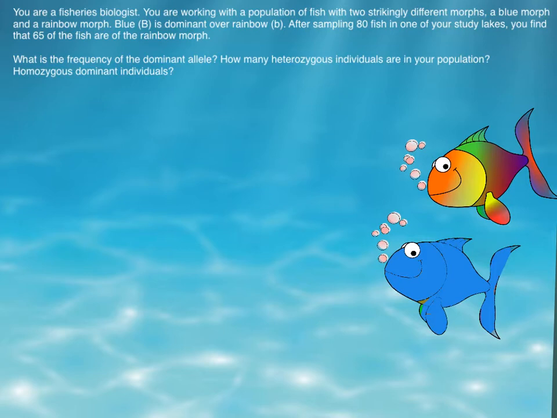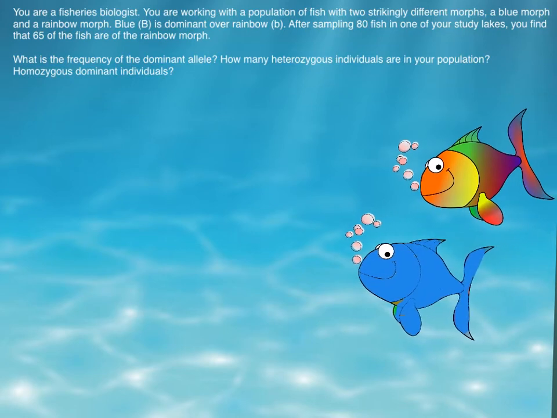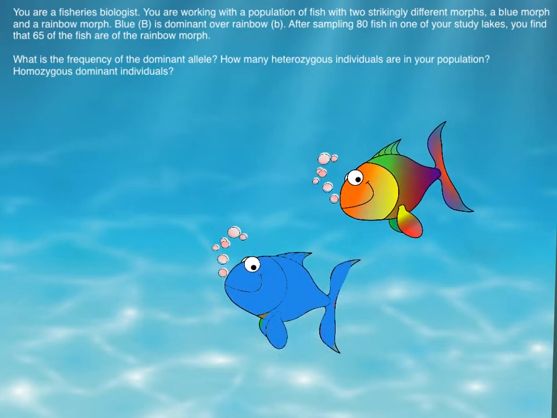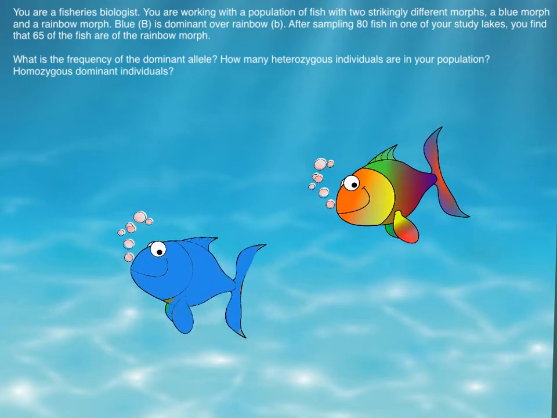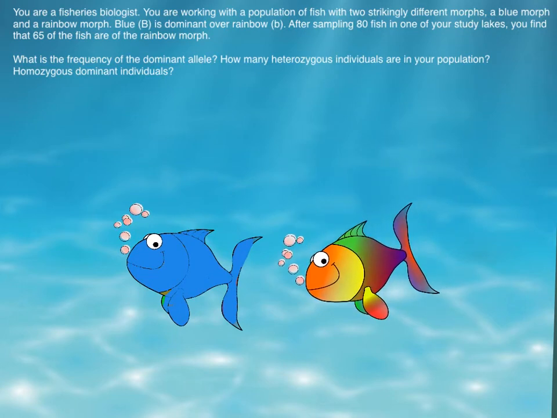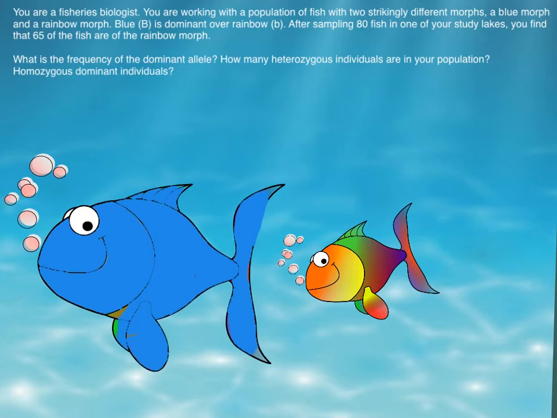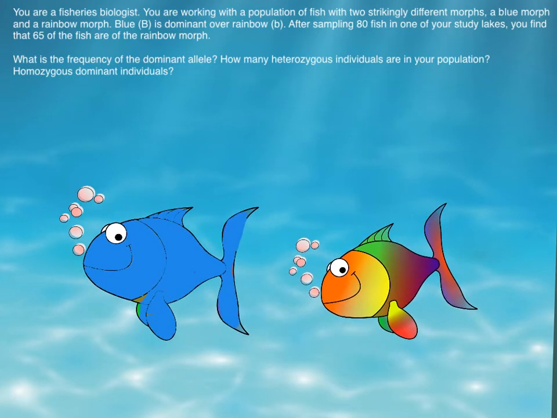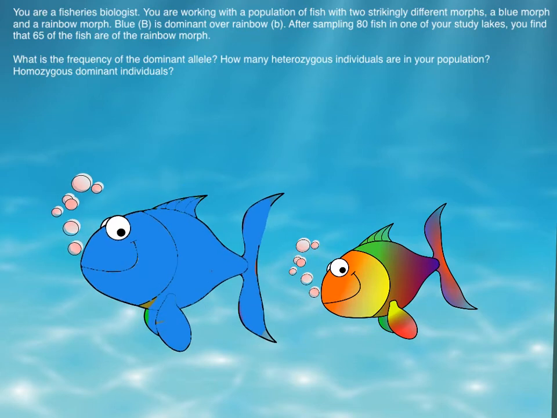So in our example here, assume that you're a fisheries biologist and you are working with a population of fish that has two strikingly different morphs. So there is the blue morph, and there is also the rainbow morph. And from past research, you know that the blue morph is dominant over the rainbow morph. So blue morph dominant, rainbow morph recessive.